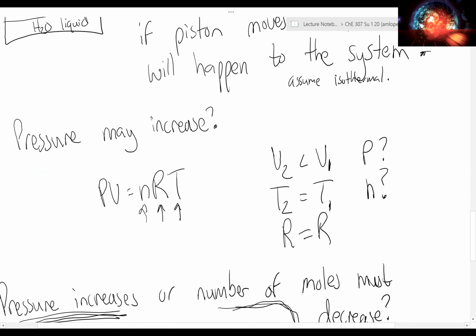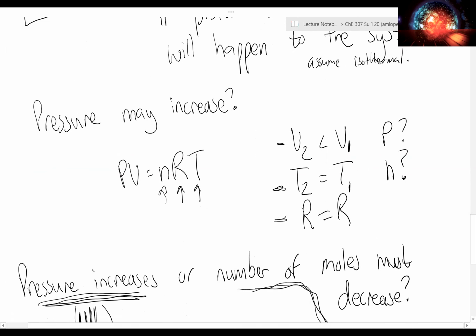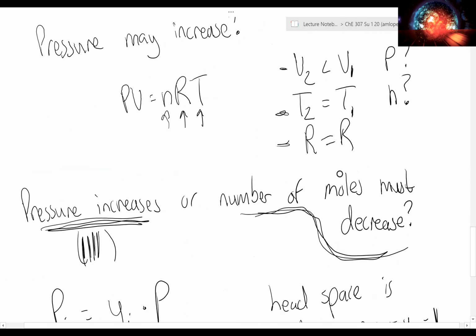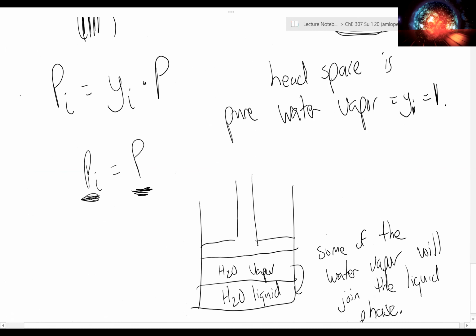Well, by the ideal gas law, if it's an isothermal process and my ideal gas constant doesn't change, but I move the piston down, the volume is going to change. And so that leaves either the pressure or the number of moles to change to compensate for that volume. But based on this expression where the partial pressure is equal to the mole fraction times the total pressure, for the total pressure to change, the partial pressure has to change. And since the system's at equilibrium, the partial pressure is going to be at a saturation pressure.